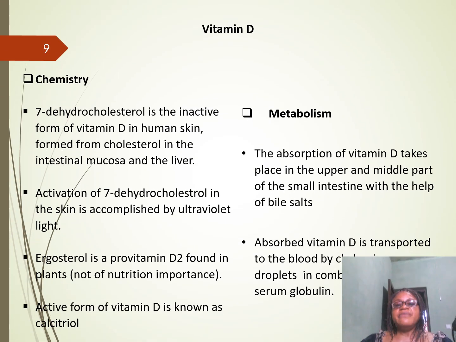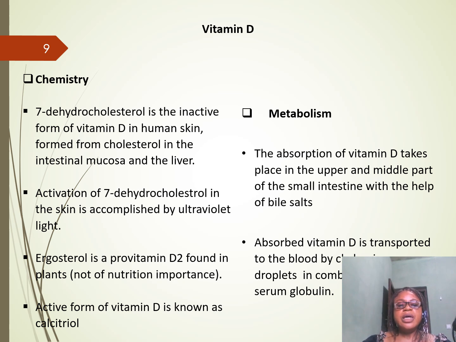Let's look at vitamin D. Vitamin D is another example of a fat-soluble vitamin. The inactive vitamin D that is found in humans is known as 7-dehydrocholesterol. Even from the name, it's synthesized from cholesterol in the liver and then transported to the skin for activation. And we commonly know that vitamin D is gotten from early morning sunshine. It is that inactive form that is activated by the ultraviolet sunlight. We call it early morning sunlight. It helps to activate the inactive form of vitamin D on the skin.